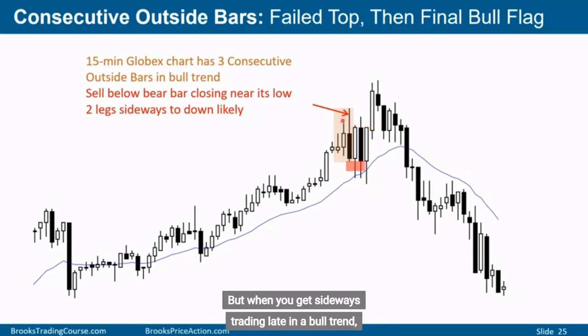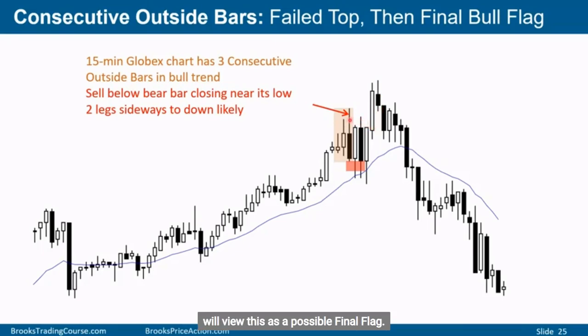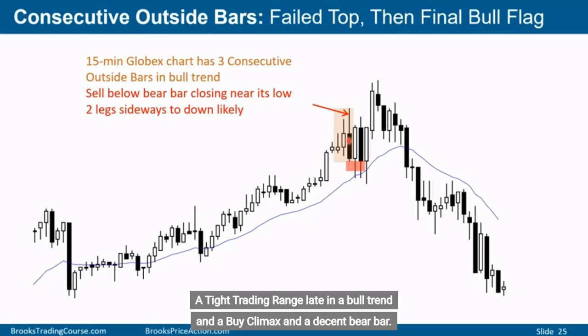But when you get sideways trading late in a bull trend, there's an increased chance it'll be the final bull flag. So if we do get a bull breakout, you've got to be thinking it might reverse down. If I take the buy above this bar and I see a bear bar closing on or near its low, I'm going to get out of longs because a lot of traders will view this as a possible final flag, a tight trading range late in a bull trend and a buy climax and a decent bear bar. Traders will short below that bar, hoping for a swing down.